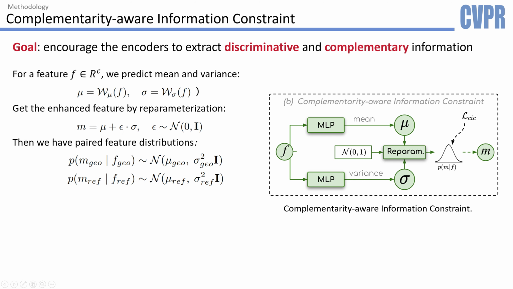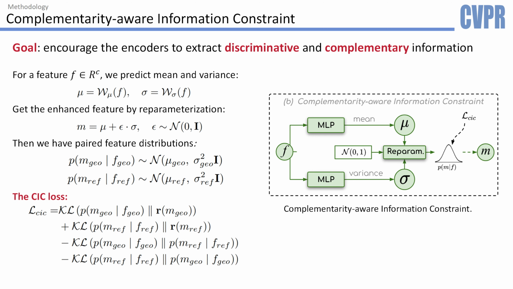Specifically, we first predict the mean and variance of each feature, then model its distribution. Then we use the CIC loss to constrain feature distribution. KL in the formula denotes Kullback-Leibler divergence, and R refers to the prior distribution of features. Here we use the standard Gaussian distribution.